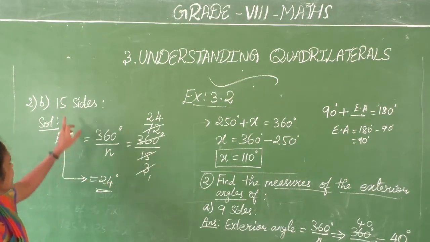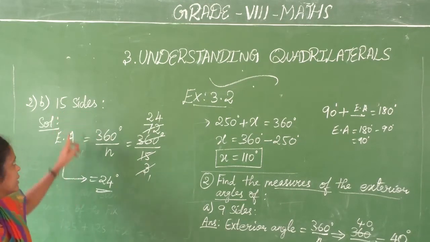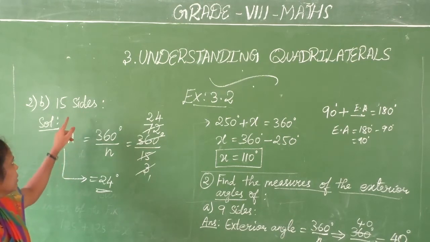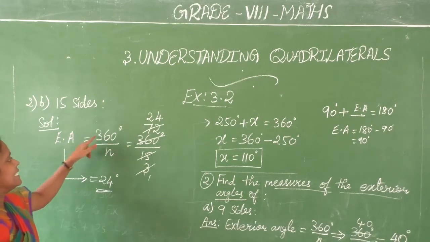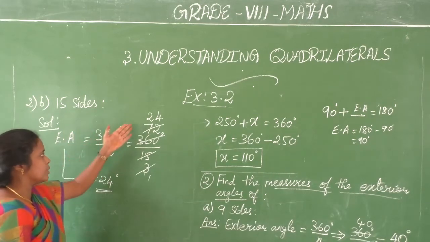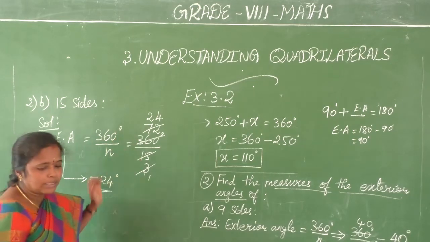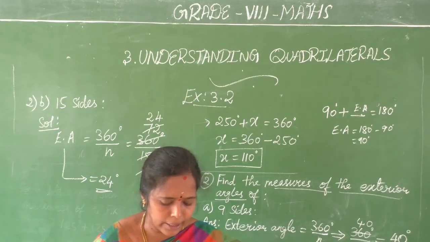What did I do? Given in the question, the number of sides of the polygon is 15. Clear? We have to find the exterior angle of that polygon. Which formula can we use? The same thing. 360 degree by number of sides. So if we cancel 360 degree by 15, we are getting 24. This is our required answer. Clear? Children, side by side you have to copy down in the classroom.